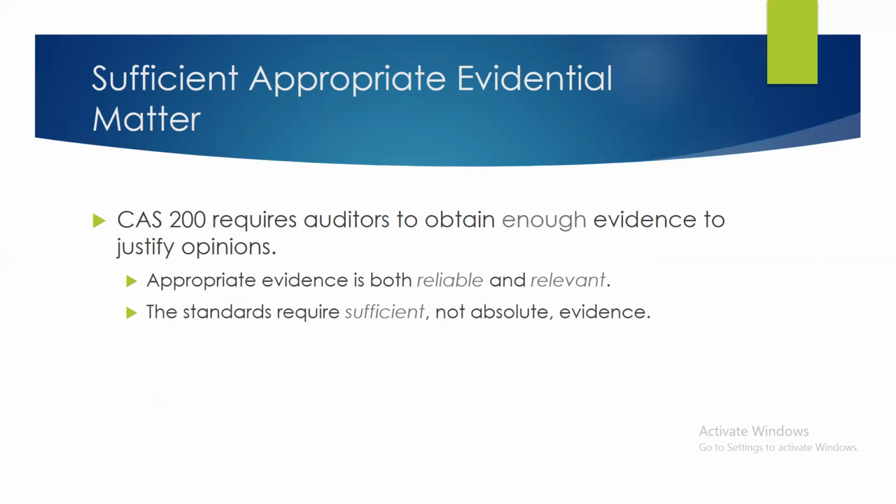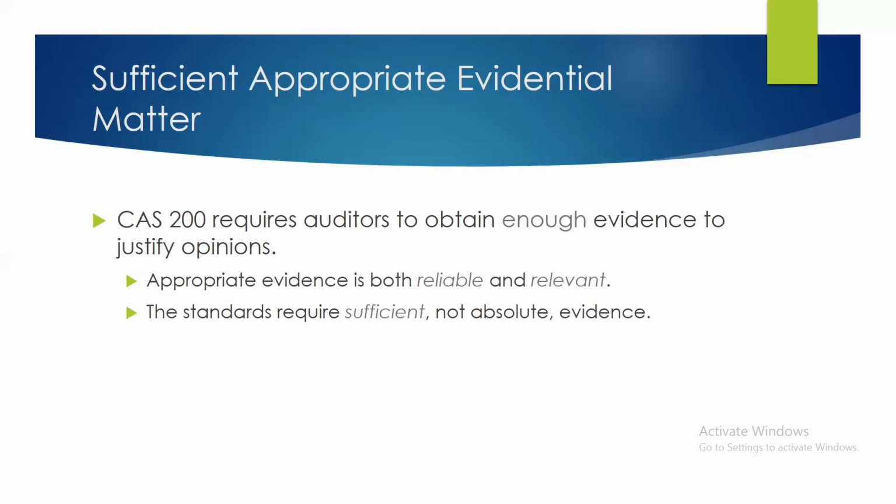CAS 200 talks about getting the auditors to obtain enough evidence to justify opinions. So there needs to be sufficient evidence obtained by the auditor in order to make the opinion that the financial statements are free of material misstatement. So the evidence has to be both reliable and relevant. Reliable meaning you can't just go to management and say, hey, is this revenue number correct? You actually have to go and find out if it actually is by looking at additional evidence. So looking at invoices, for example, you can even go and talk to the customers and say, okay, how much were you charged for whatever the service was that was provided.